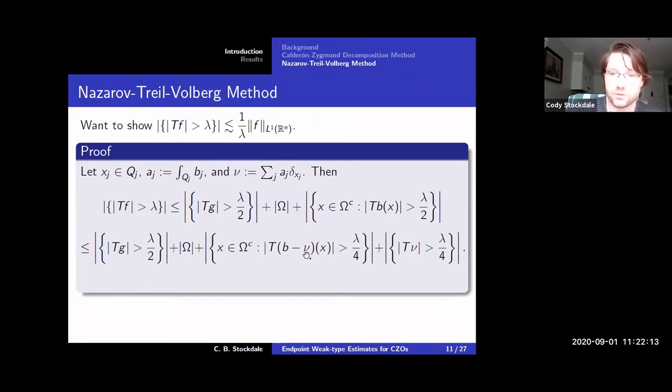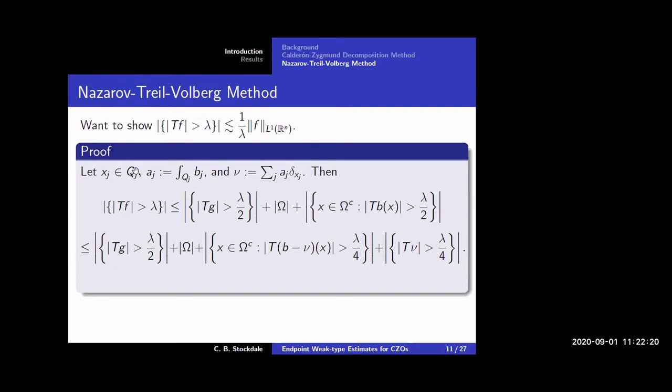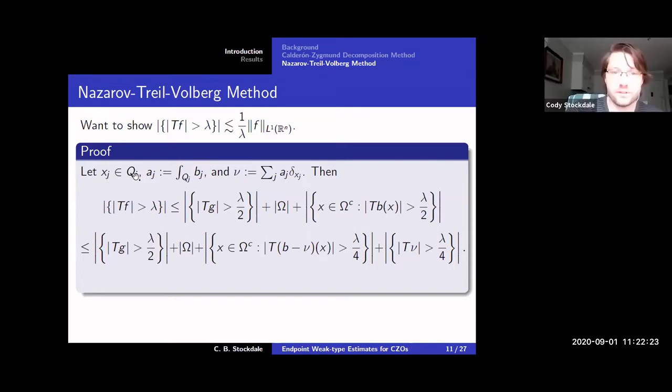What we do is we add and subtract a measure nu that's going to force cancellation inside of the argument of this term. Okay, so we're going to take a point xj in each of these Qj's. We're going to get these weights aj, which are just the integral of Bj, which in this case are not necessarily 0. And we're going to define this linear combination of these weighted Dirac mass measures. We add and subtract T applied to that nu. And now this is engineered to have cancellation.